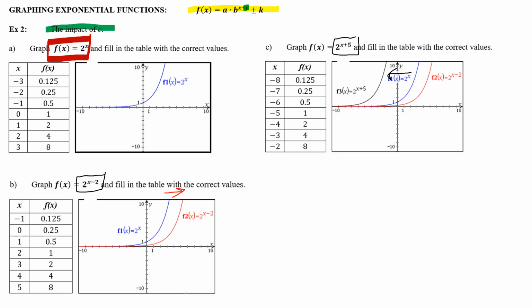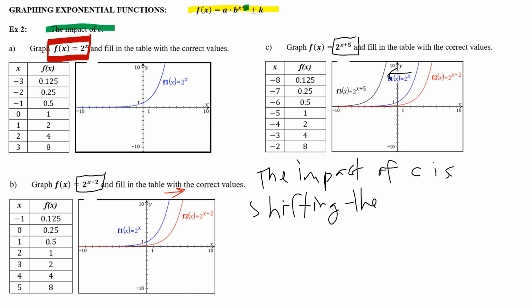So after examples 2a, b, and c, for your observation, what's the impact of c? We'll go ahead and write down: the impact of c is shifting the graph left to right.